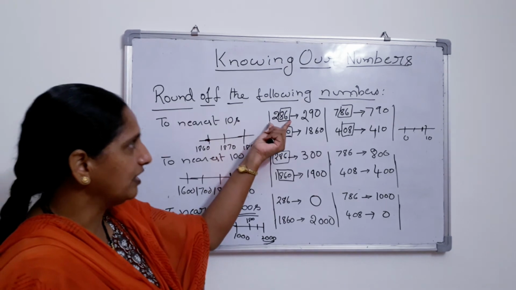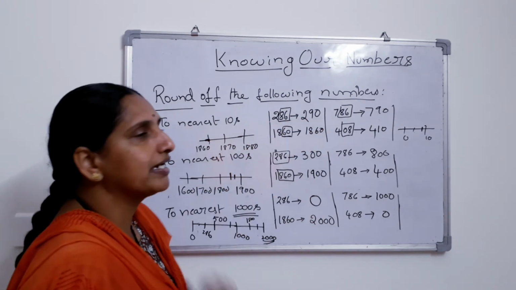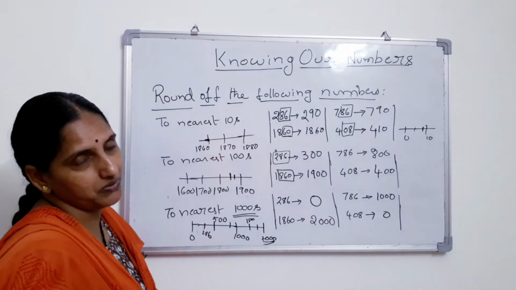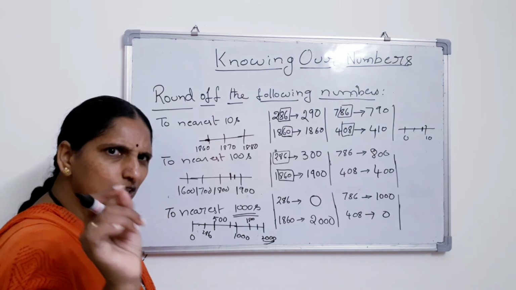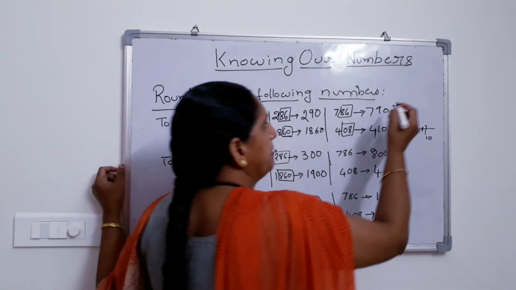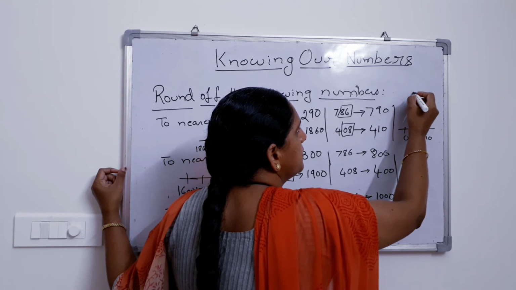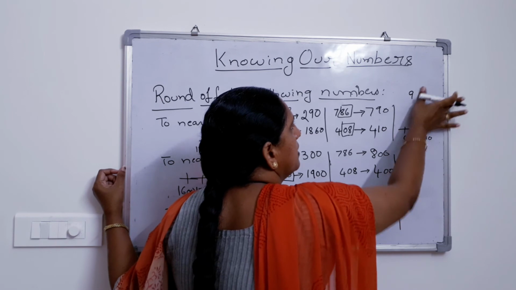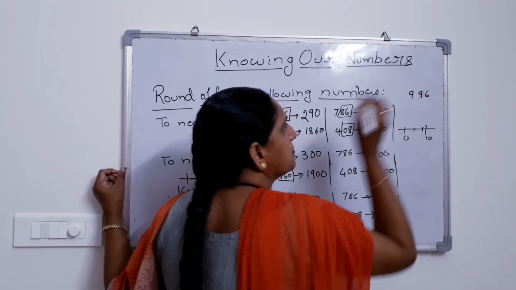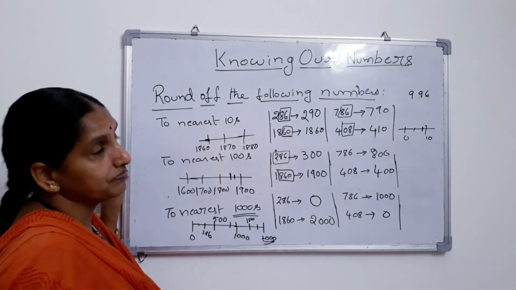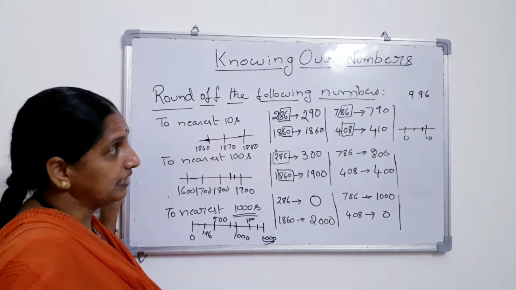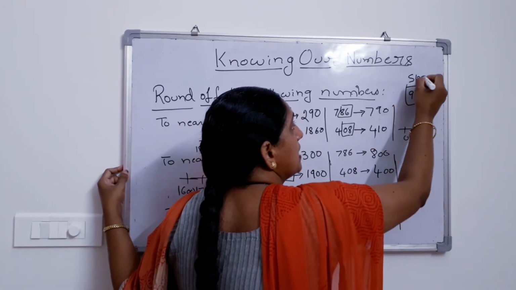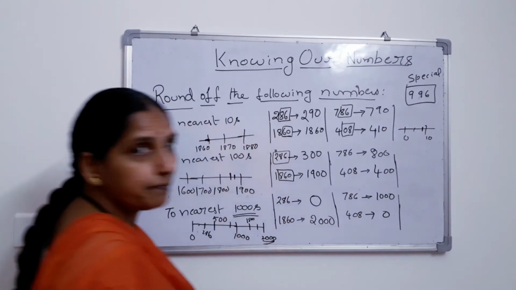See, what is the number given? What number are we getting? How is it coming, with the nearest tens, hundreds and thousands? Okay, I want to give you one special example here. Suppose my number is 996. Let us take that example as a special case.